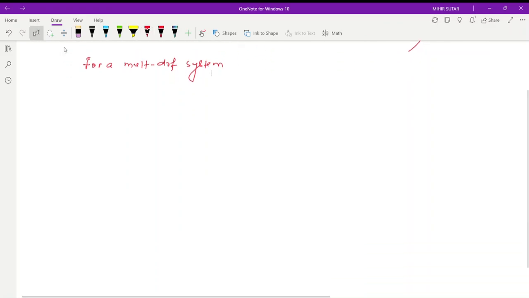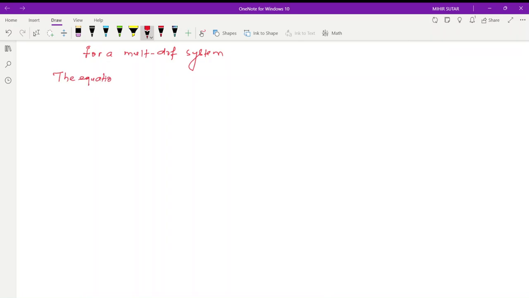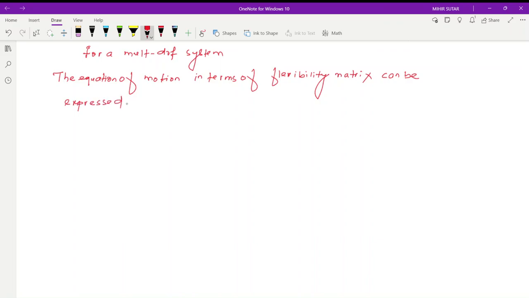Okay. The equation of motion, if you say the equation of motion in terms of flexibility matrix can be expressed as A, that is the flexibility matrix, M जो है हमारा ये मास मैट्रिक्स है, and multiply by the acceleration plus x matrix is equal to 0. मान लो ये हमारा इक्वेशन 1 हो गया.